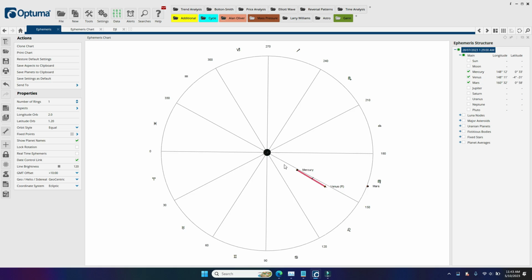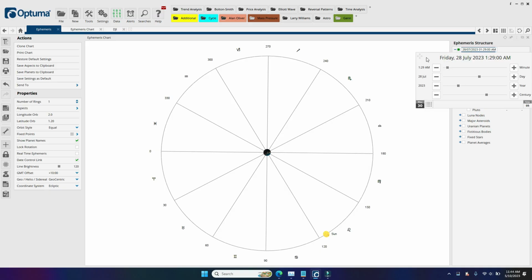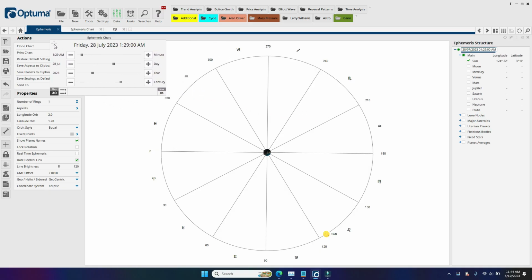So now that we know that we have the ephemeris, we have our zodiac signs, and we have our degrees, I'm going to talk about ingressing. I'm going to use the Sun for ingress. Ingressing essentially means when a planet moves into a new zodiac sign.